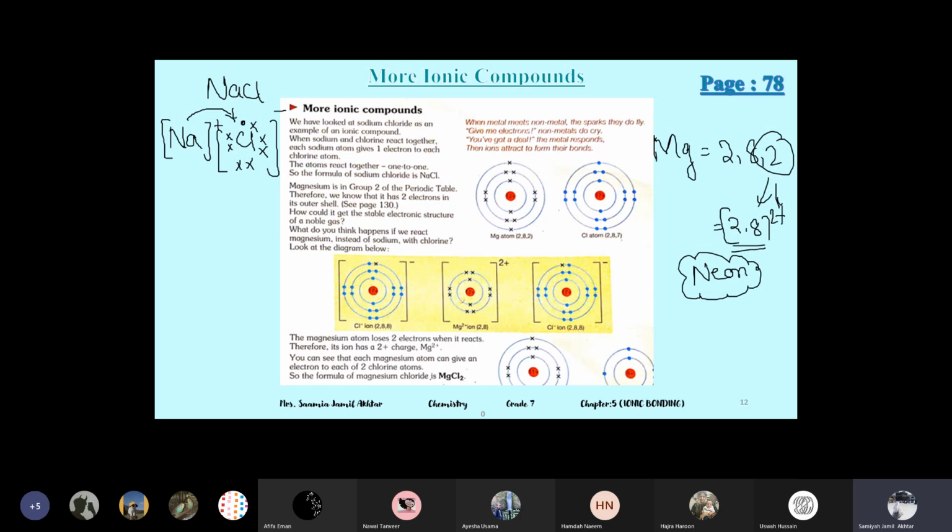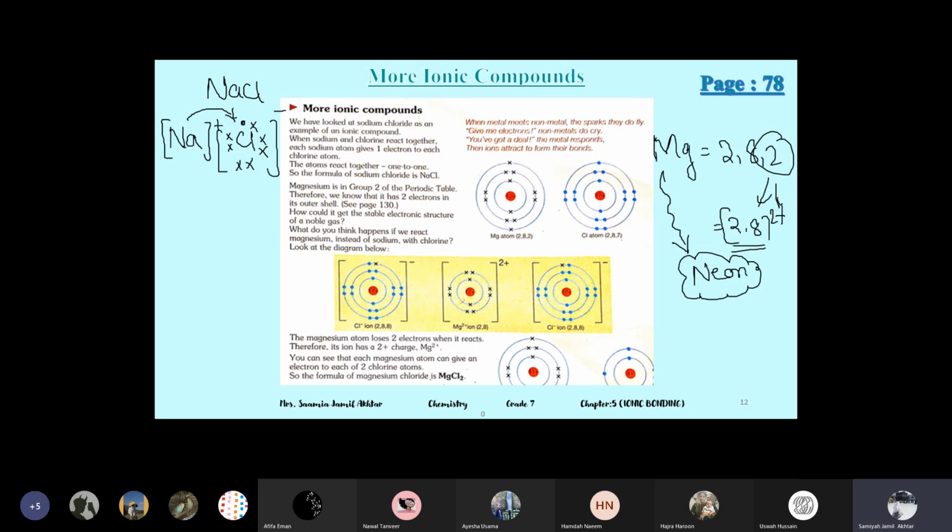So magnesium will become like neon, but it will not completely change, because the identity of an atom is because of its protons, not electrons. Even if electrons get disturbed, like if any atom gives an electron or receives an extra electron, nothing will happen. Its identity will not change. Magnesium will remain magnesium. It will not become neon, but it will get the stability of neon. It will become stable, but still it's magnesium.